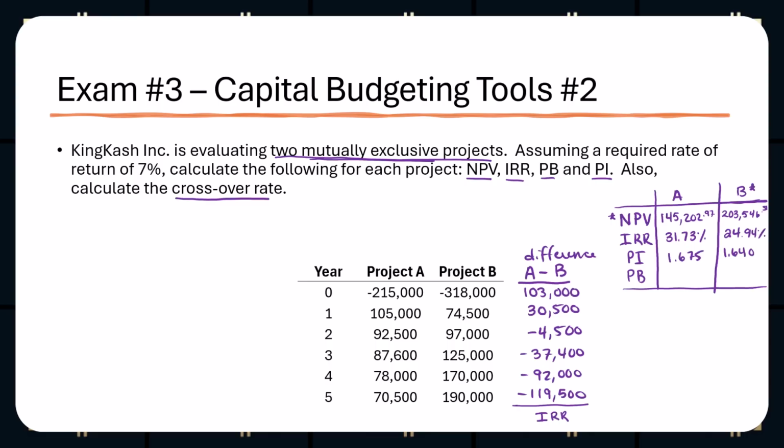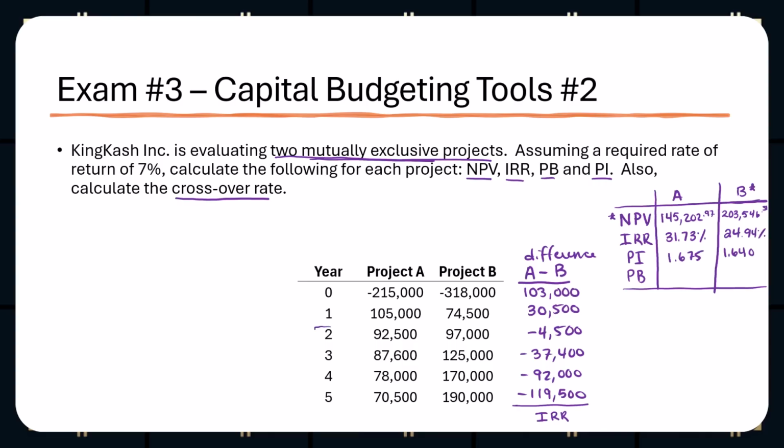Now, that leaves us with trying to find the PBs for both of these. Now I can visualize this here, that when I take the time 1 and the time 2 cash flow, I add them up, it's not quite enough to cover the initial cash flow for Project A.